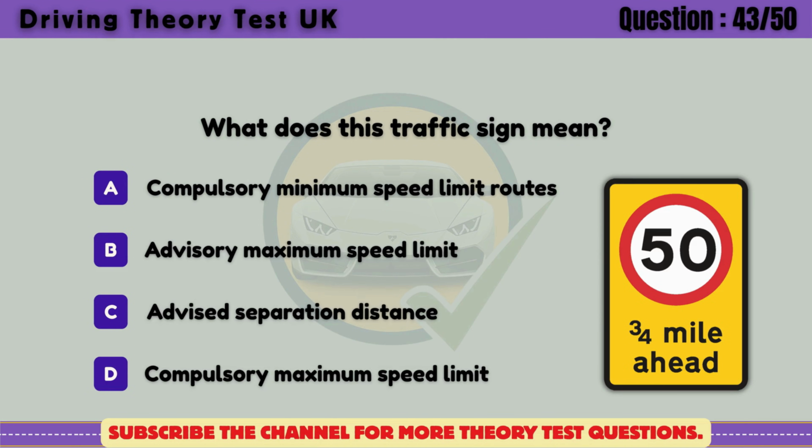Question 43. What does this traffic sign mean? Option A. Compulsory minimum speed limit routes. B. Advisory maximum speed limit. C. Advised separation distance. D. Compulsory maximum speed limit. Answer is D. Compulsory maximum speed limit.